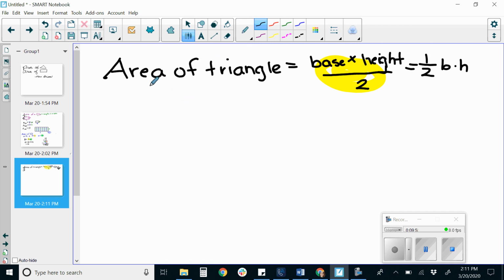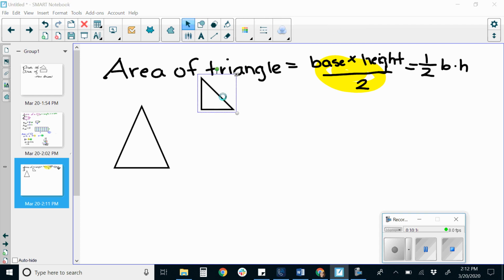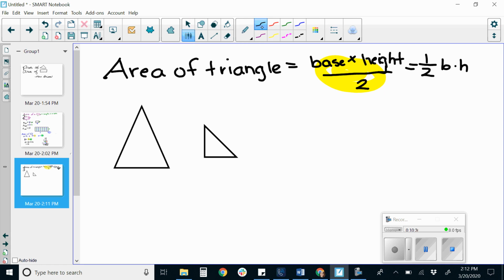All right, so area of a triangle. Here's something we need to know about a triangle. We need to know what the base and the height of a triangle are. So you're going to see triangles that look like this, and you're going to see triangles that look like this. You might also see them, so this is an equilateral, this is a right triangle. You might also see them look like this, which is scalene. You got 3 different sides.